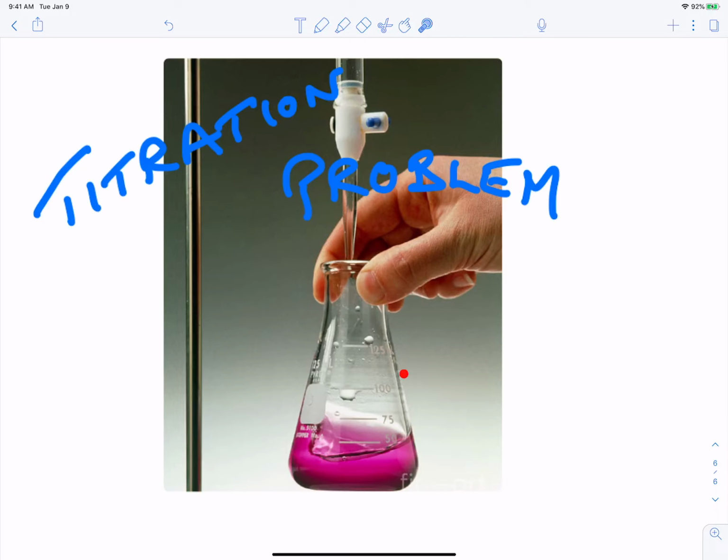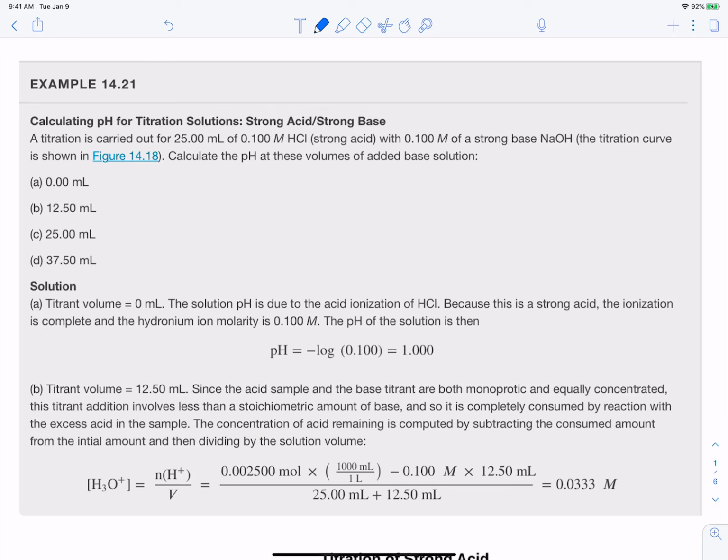And a titration means that we take our unknown solution here, and then in a burette we dropwise add an amount of base in order to neutralize this reaction. And so what does a typical titration question look like? Well, in your textbook you have example 14.21, and I'm going to go through this example because they missed some pieces out, and there's one way of doing it and there's a second way of doing it. So I thought I would show you an alternate way of doing this.